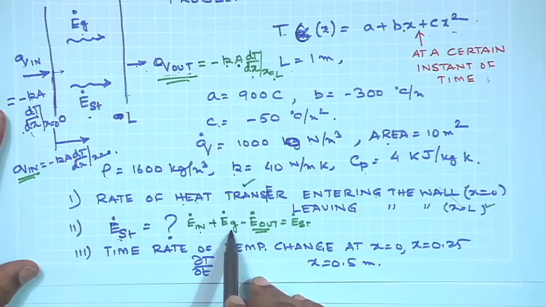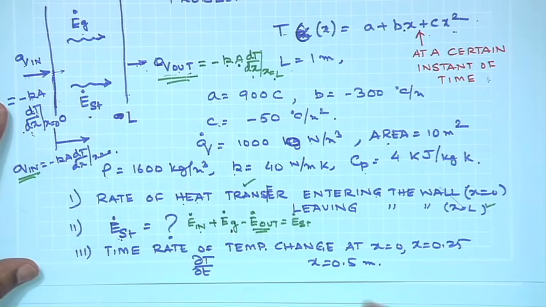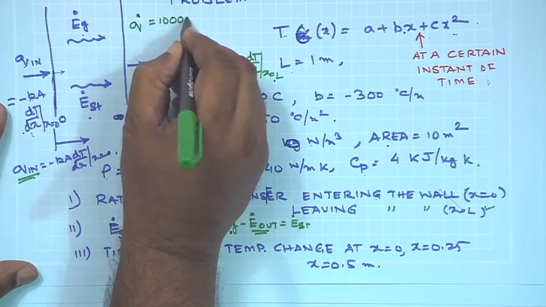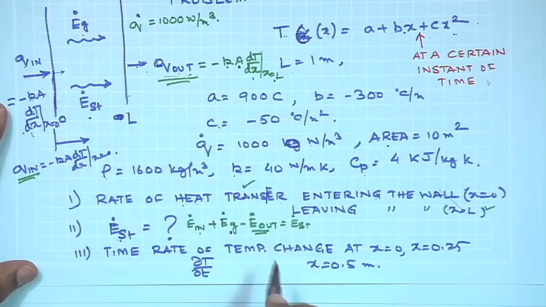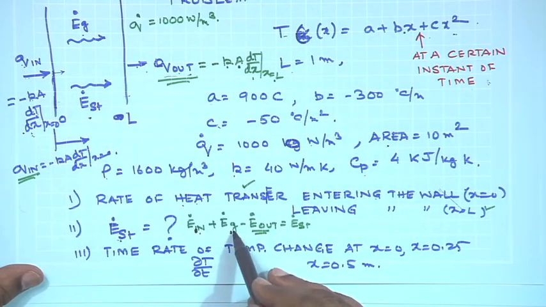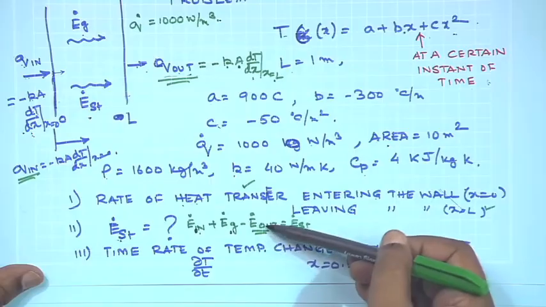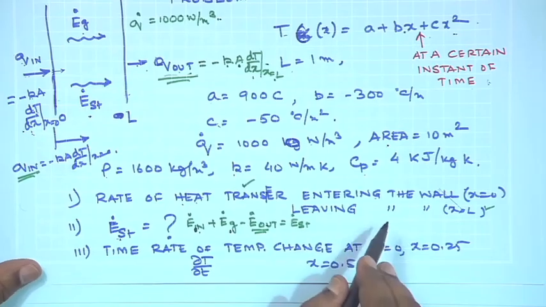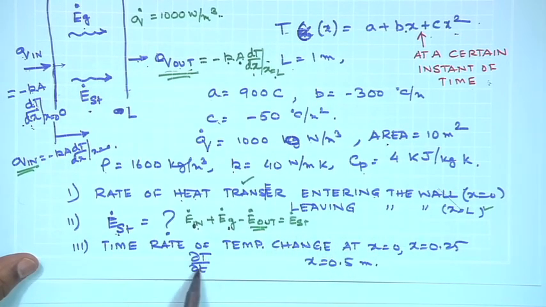What is E dot G? The value of E dot G is provided, where Q dot is provided as 1000 watt per meter cube. So, when everything is expressed on a per unit volume basis, my E dot in is known, E dot G is known, E dot out is known. So, I should be able to find out what is E dot stored, and I leave this part for you to find out, for you to think and solve.